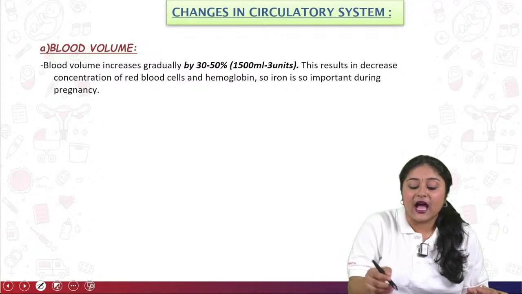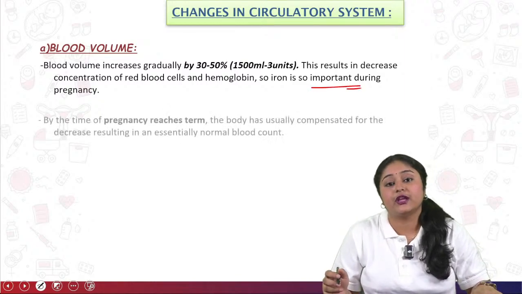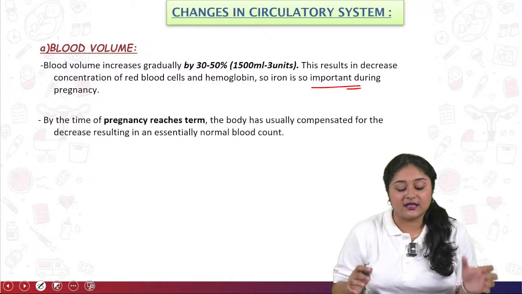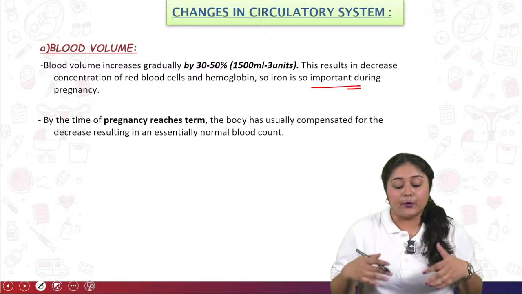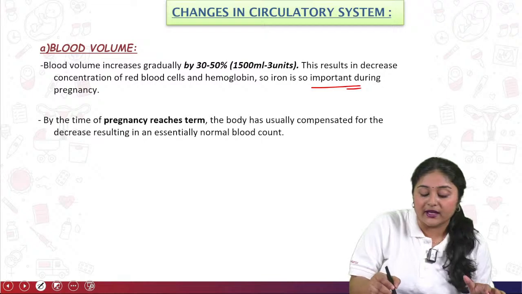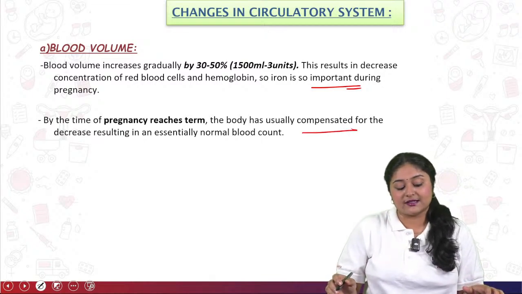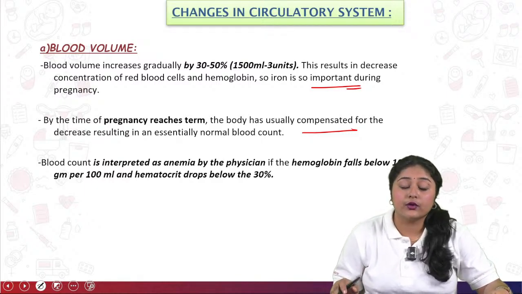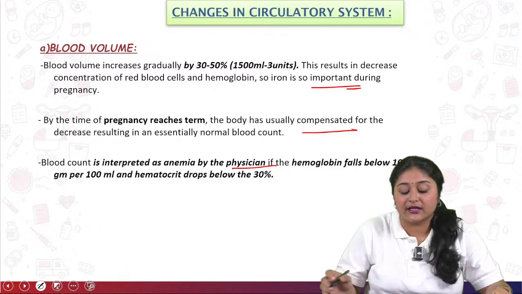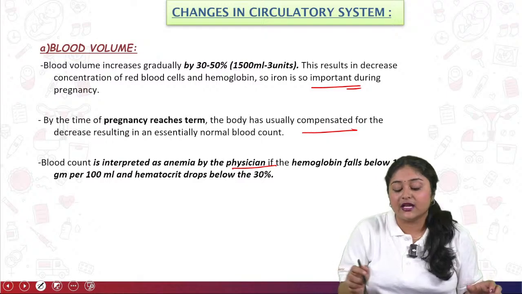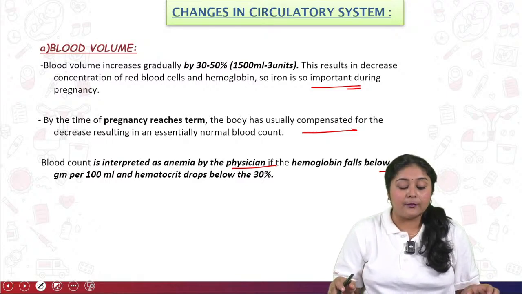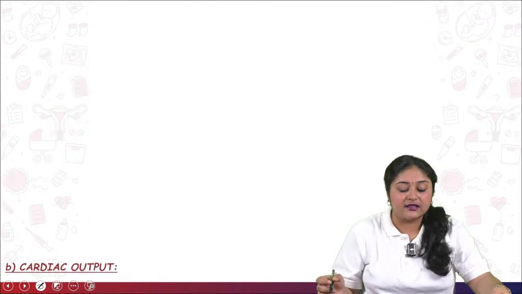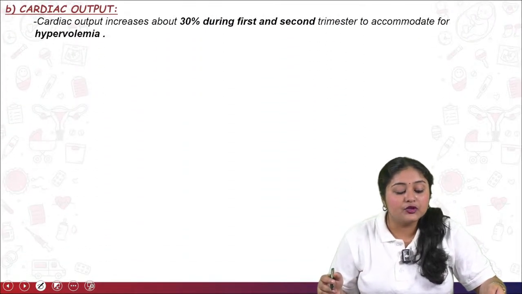So iron is one of the most important things during pregnancy. Now come to the second point. By the time pregnancy reaches term, the woman's body usually compensates for the decrease, resulting in an essentially normal blood count, and it is interpreted as anemia by the physician if the hemoglobin level is below 10.5 gram per 100 ml and the hematocrit drops below 30%.